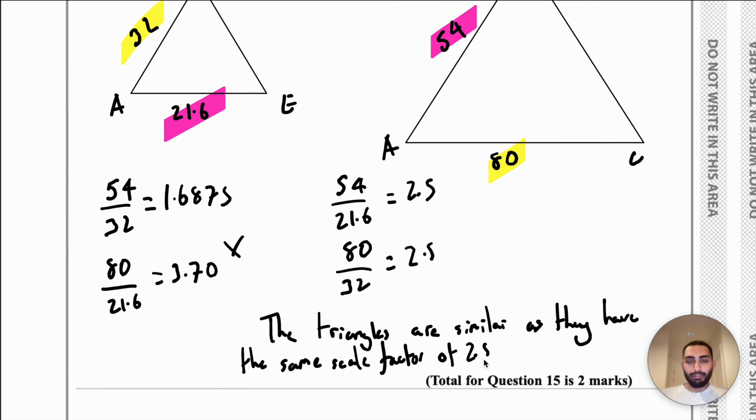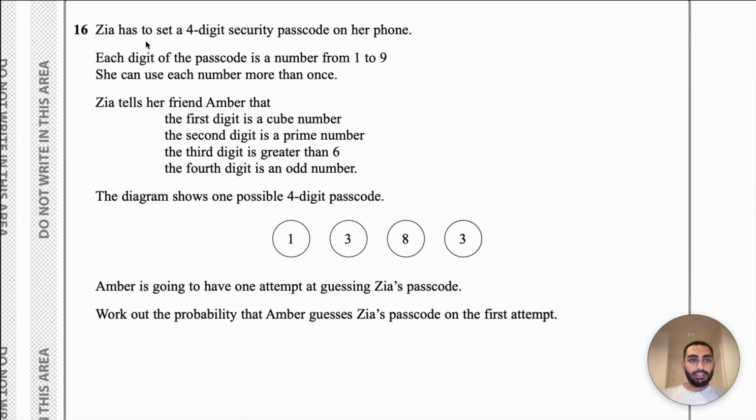of 2.5. Question 16. Zia has to set a 4-digit security passcode on her phone. Each digit of the passcode is a number 1 to 9. She can use each number more than once. Zia tells her friend, Amber, that the first digit is a cube number. What are our cube numbers between 1 to 9? So the first cube number is 1, 2 times 2 times 2 is 8, and 3 times 3 times 3 will be 27. So that'd be too big.